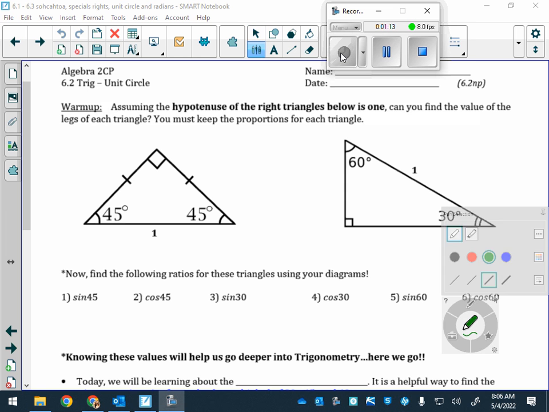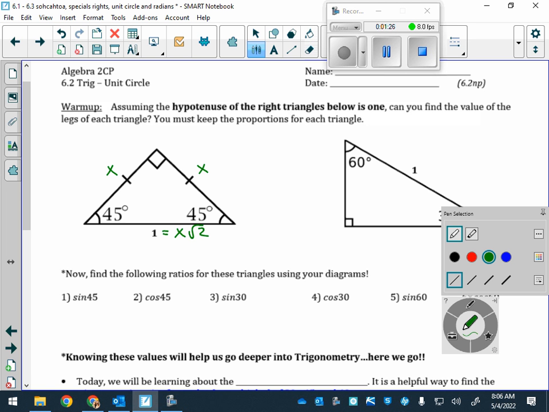So we know 45, 45, 90, both side lengths are the same, and this is equal to x root 2, right? So in order to find the side lengths, we have to solve for x. So when we take 1 equals x root 2, we divide by root 2. However, can we have a radical in the denominator? What do we do to get rid of it?